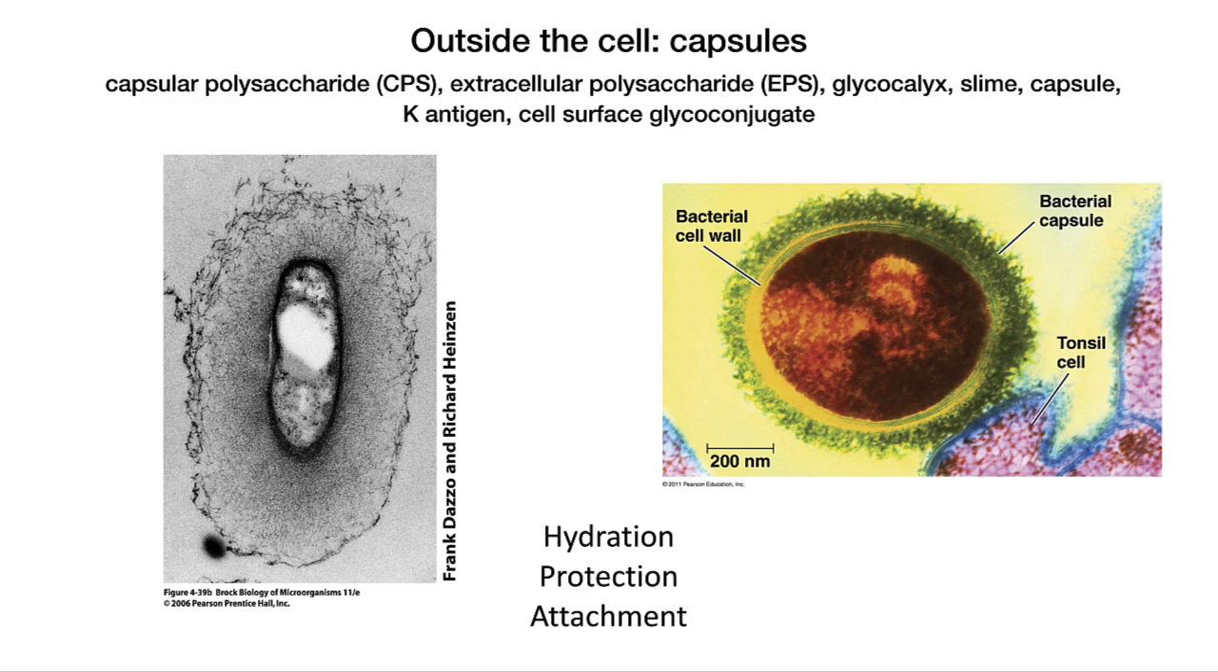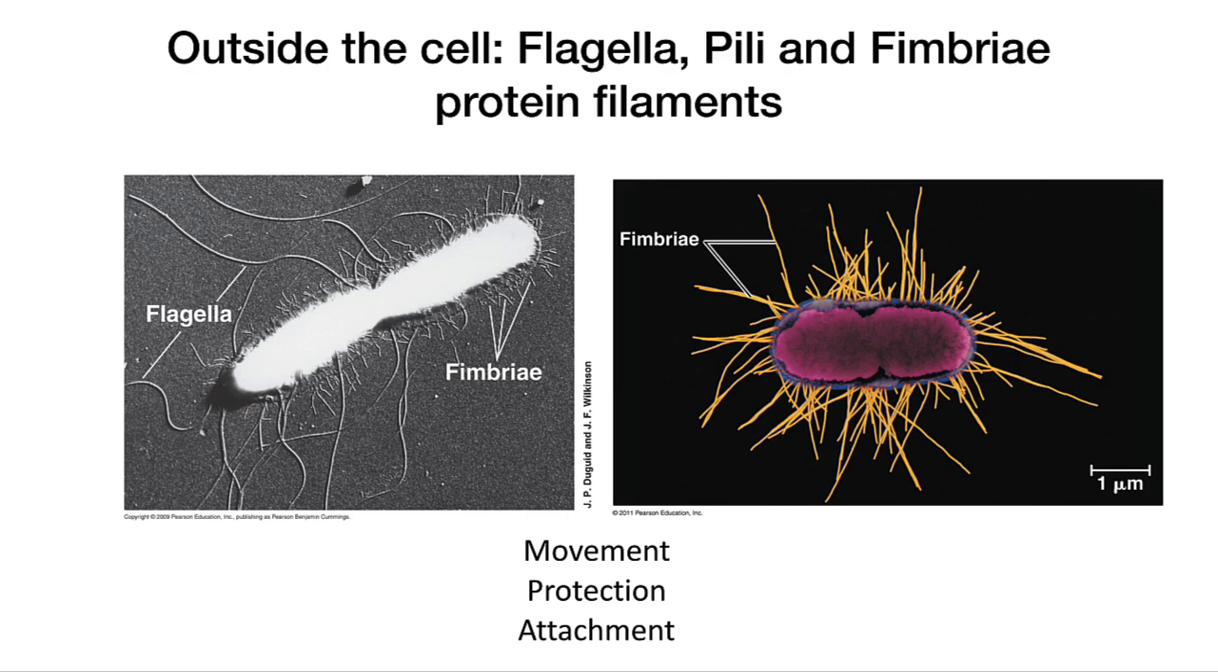Capsules serve the cell by helping it to retain water. Capsules slow evaporation of water away from the cell, as protection either from predators or from destruction by a host's immune system, and for attaching to surfaces. Capsules are sticky and can glue cells to surfaces. And this is shown again on the picture on the right, where you see the capsule helping the bacterium stick to a tonsil cell. Bacterial cells can also have rod-like projection structures outside the cell called flagella, pili, and fimbriae.